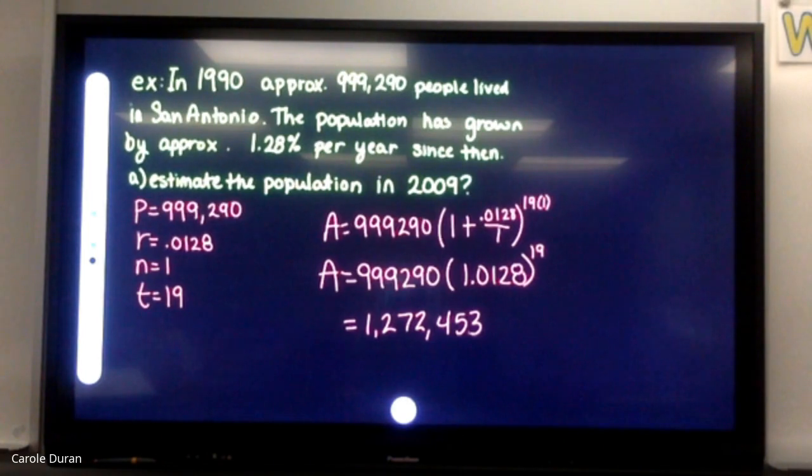I will say that when we're talking about population growth, it's only good for so long because then different generations might have a different growth or decrease rate. Okay, so make sure you're keeping that in mind. This will not go on forever. It will not continuously grow at 1.28%.